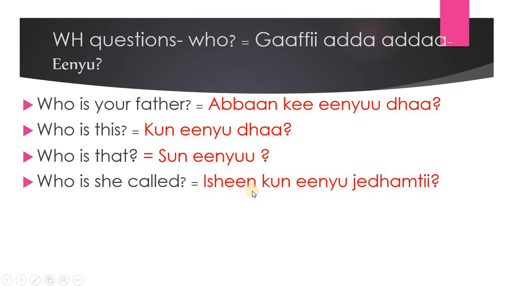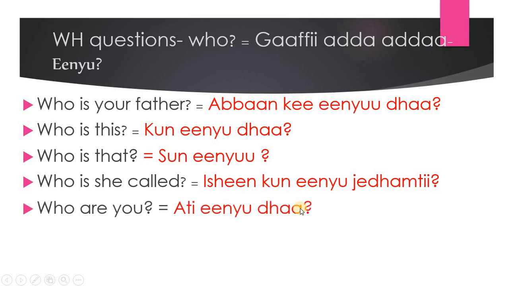What is she called? Isheen kun eenyu jedhamti. We can avoid kun. Isheen eenyu jedhamti. We can very much shorten it, just like this: isheen eenyu. We can ask like that. Okay, all possible for the same question.